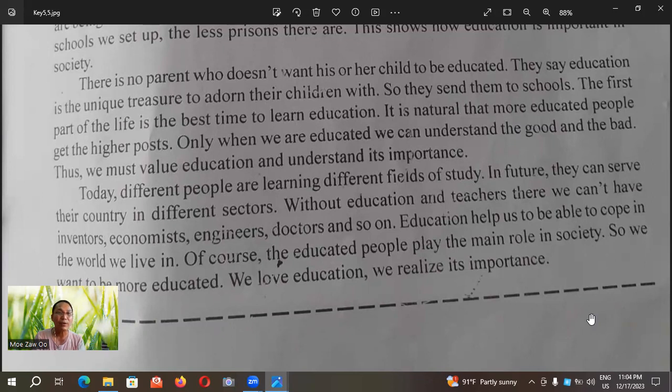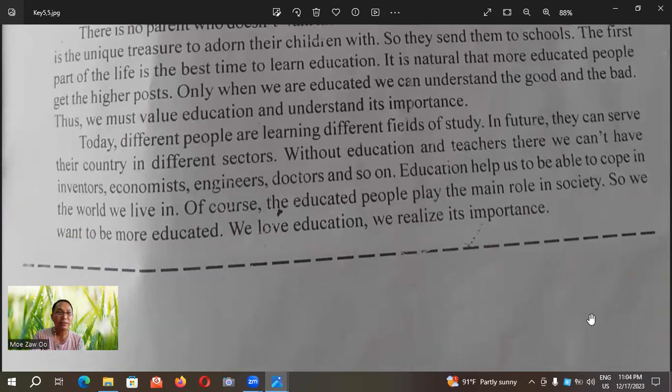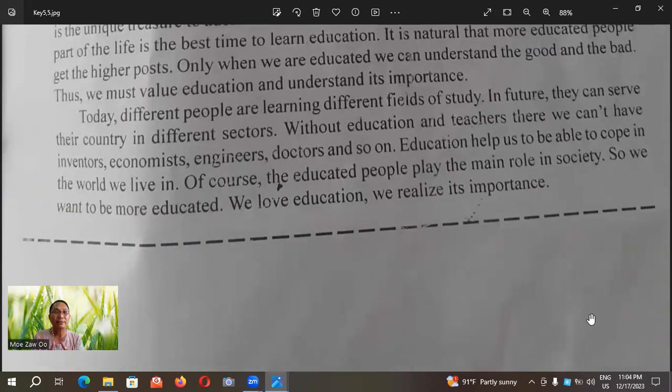Thus, we must value education and understand its importance. Last paragraph. Today, different people are learning different fields of study. In future, they can serve their country in different sectors. Without education and teachers, we can't have inventors, economists, engineers, doctors, and so on.